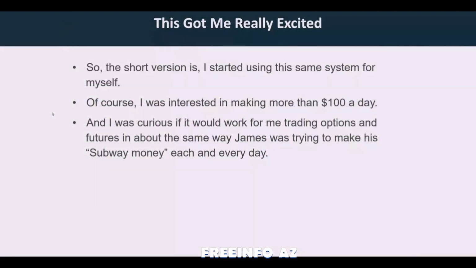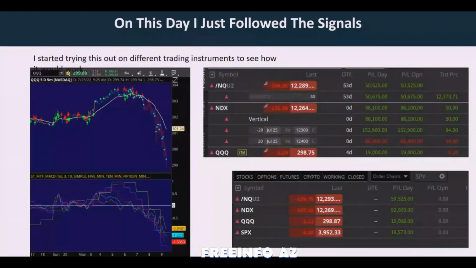And since, of course, I was interested in making more than $100 a day, I started playing around, initially with futures. And NQ future, here's the Qs, got the sell signals. I shorted the NASDAQ futures. I bought puts on the Qs. I did a call credit spread on the NDX, and it was great. They all did well.